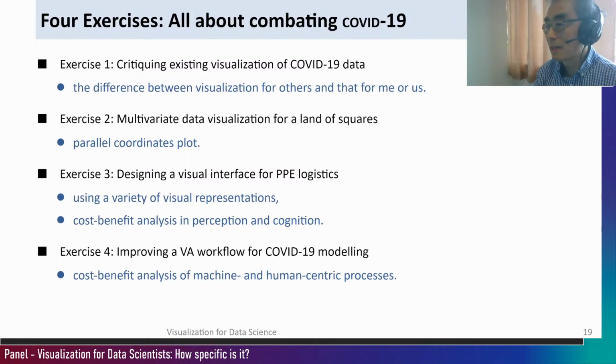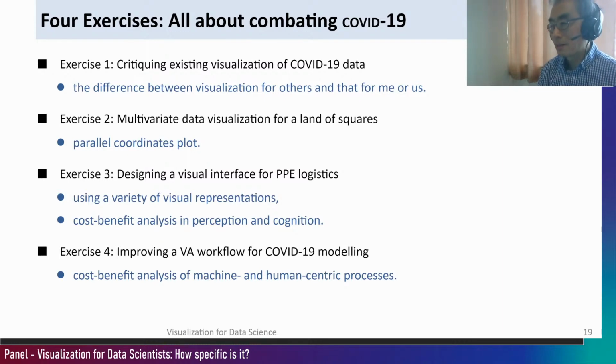The second exercise: I give students a synthetic multivariate data set for the COVID-19 scenario. I create a land of regions with squares, with attached populations, transport, and other information. I really encourage the students to use parallel coordinate plots to analyze the potential correlations.